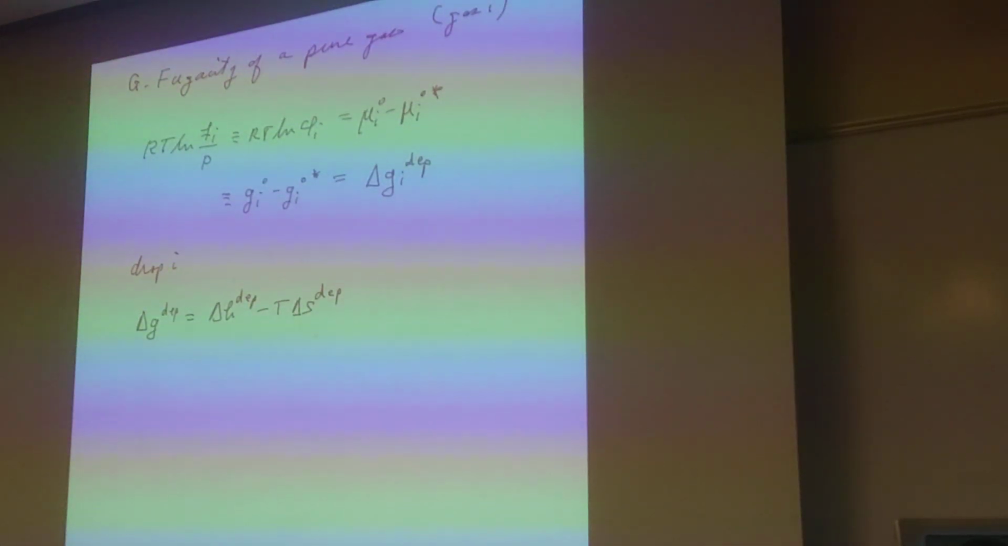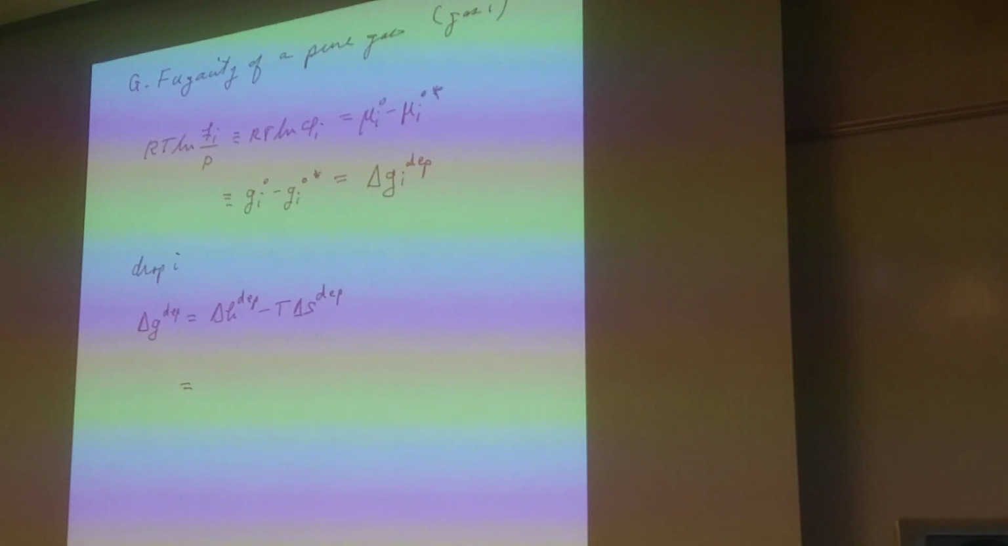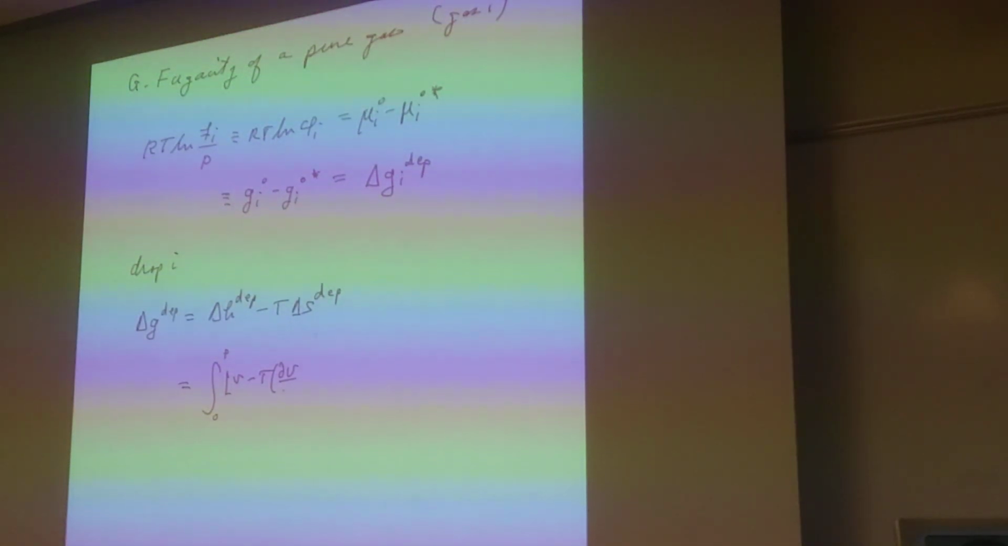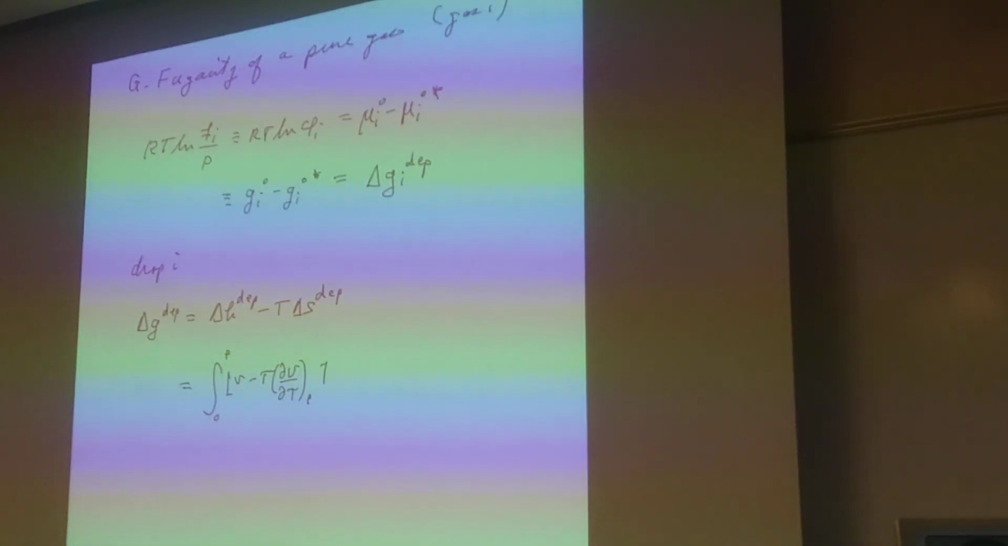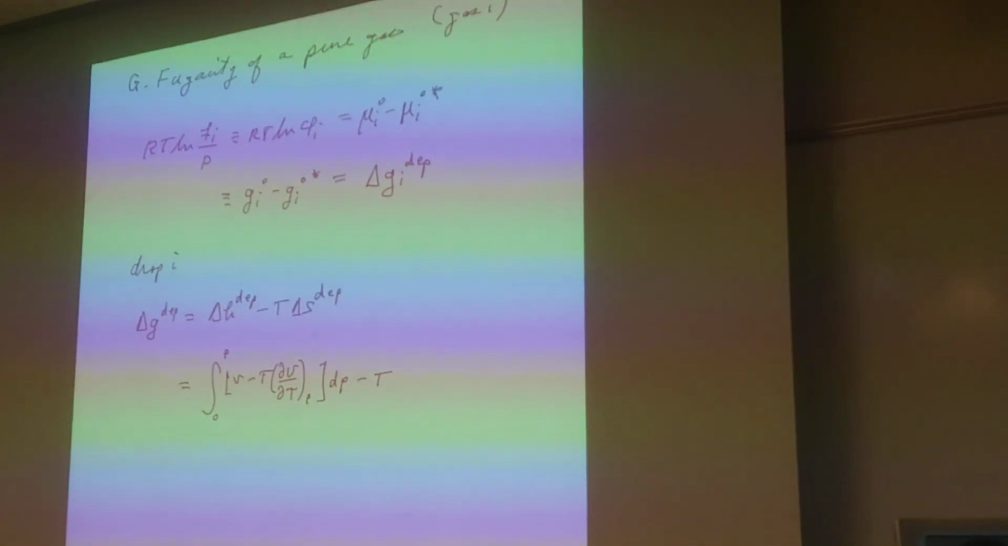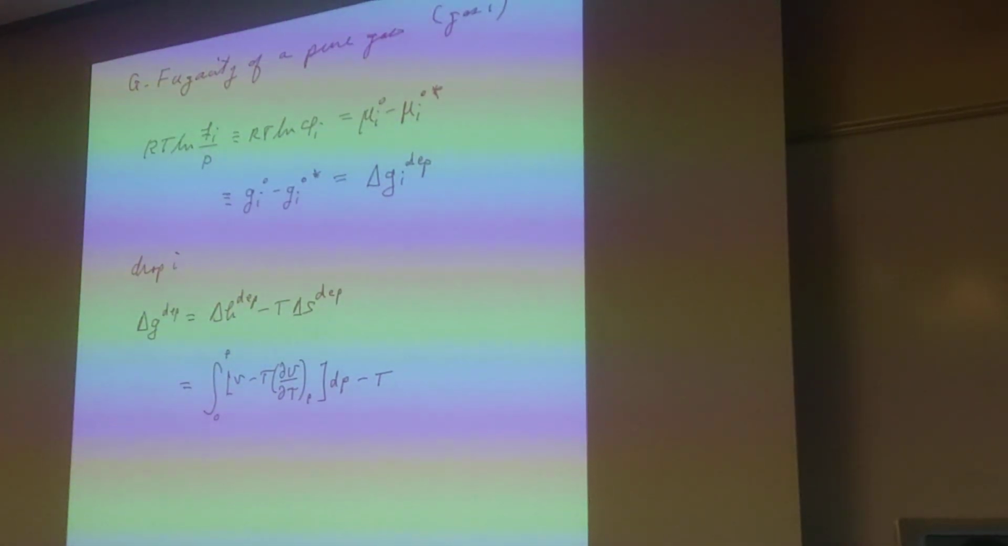And we have done that, so just harvesting that from our previous work, this is going to be, recalling, the integral from 0 to P of B minus T times partial B with respect to T at constant P, dP. Okay, that's my delta H departure, and for the entropy, I'll have minus T times the integral again from 0 to P. You can look back in your notes and find this expression.